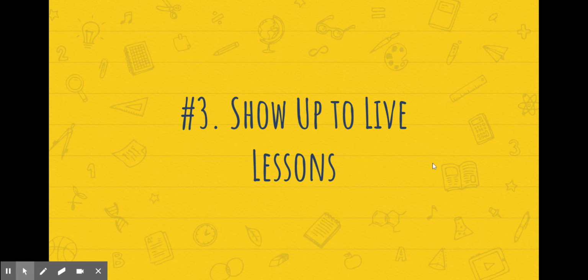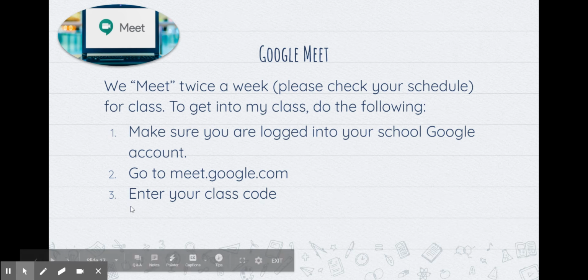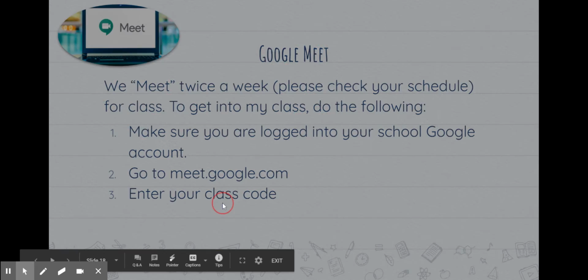Expectation number 3, show up to live lessons. We use Google Meet for our live lessons, and we meet twice a week. Please check your schedule to see when. To get into my class, it's pretty easy. Please do the following. Number 1, make sure you are logged into your school Google account. Number 2, go to meet.google.com. Number 3, enter your class code.